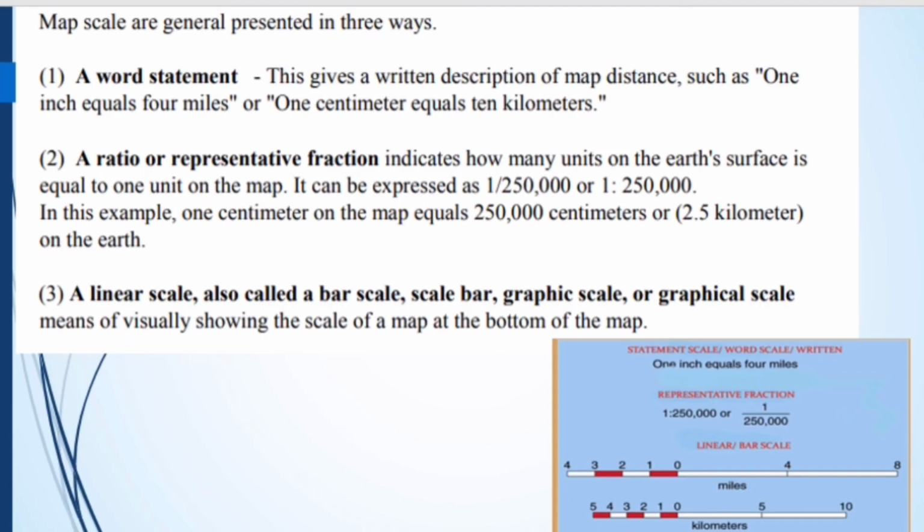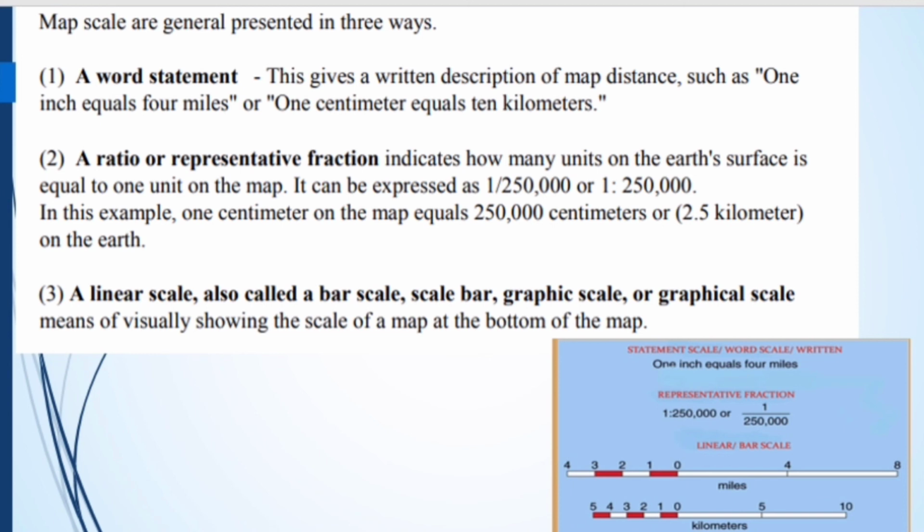Map scales are generally presented in 3 ways: a word statement, a ratio or representative fraction, and a linear scale, also called a bar scale, scale bar, graphic scale or graphical scale. A word statement gives a written description of map distance such as 1 inch equals 4 miles or 1 centimeter equals 10 kilometers.